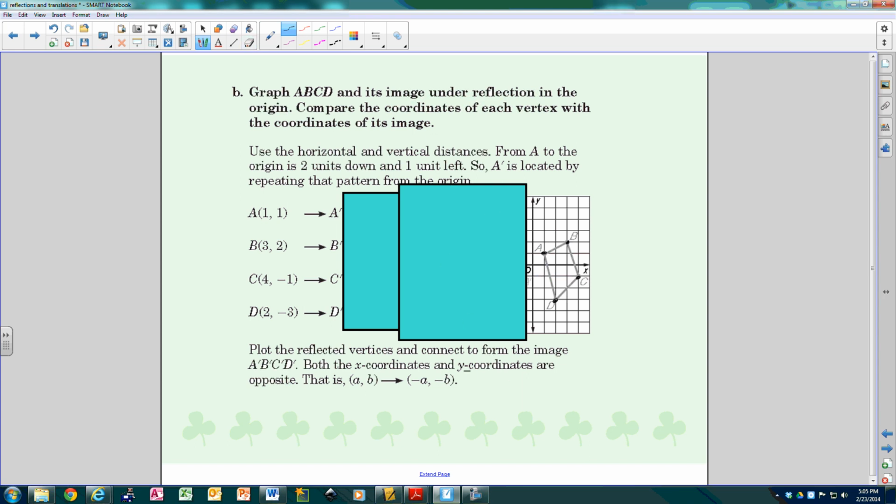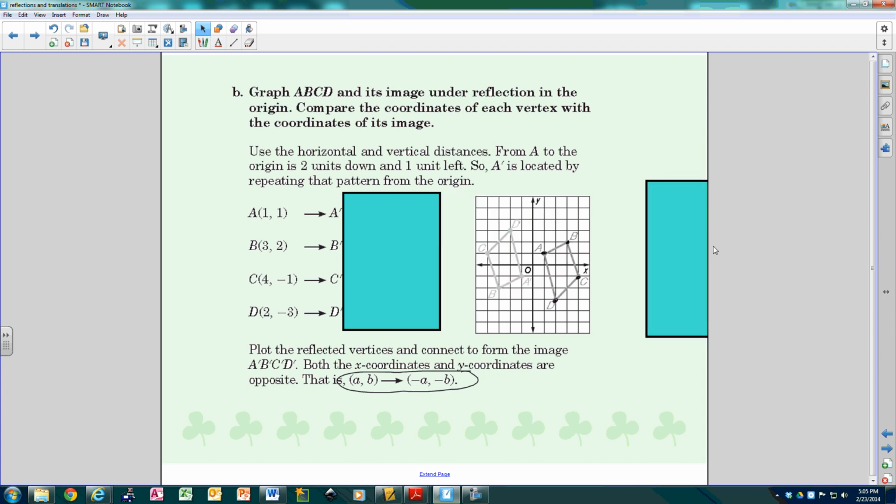And here is the rule. Notice that the rule is you take your original points and just change all the signs. No matter what they are, just change them. And that's the easiest way to do it, okay? So notice that it says 2 units down and 1 unit over, but I think they meant 1 unit down and 1 unit over, because then from here you'd go 1 unit down and 1 unit over. So see how you'd go 1, 1, then you'd go 1, 1, and be there.